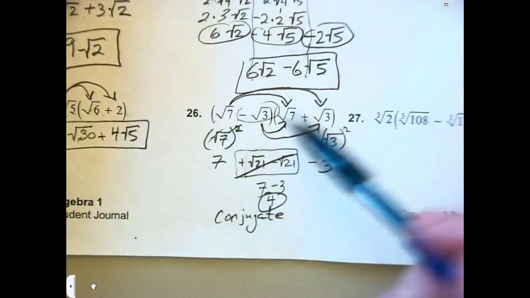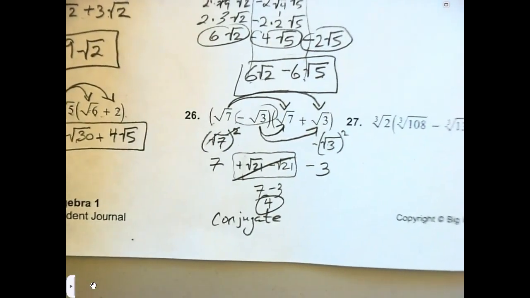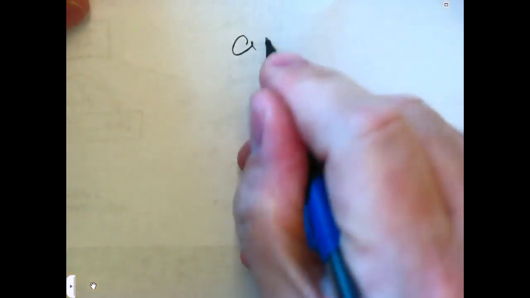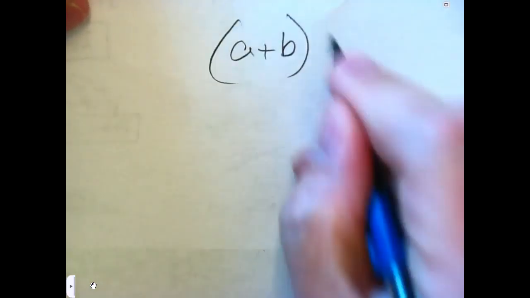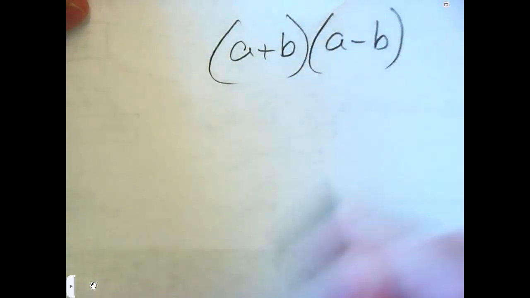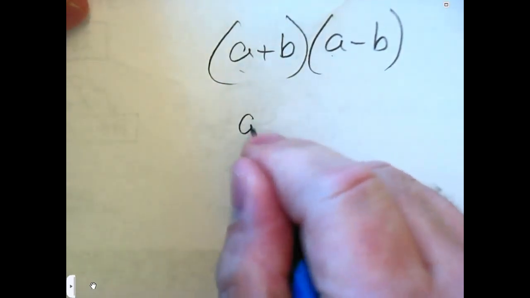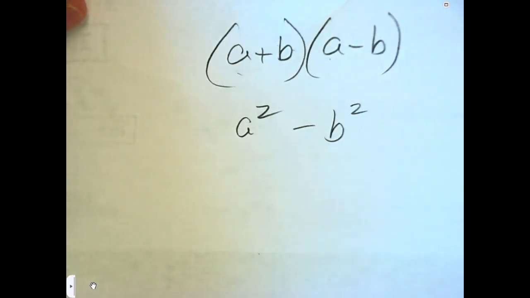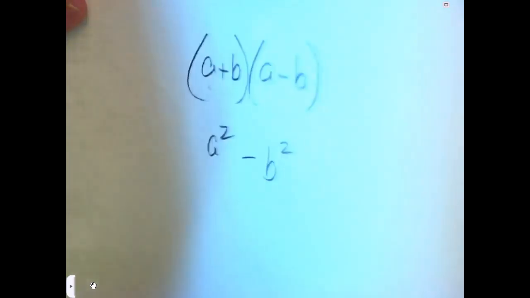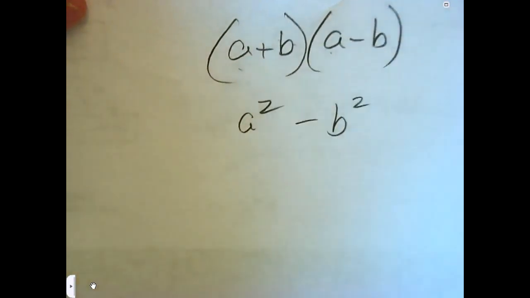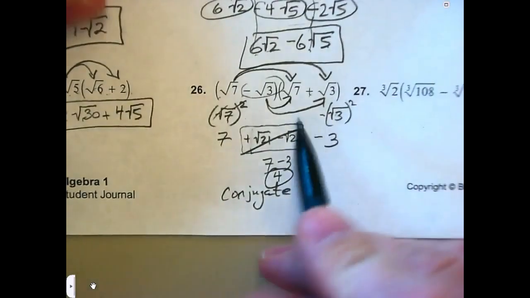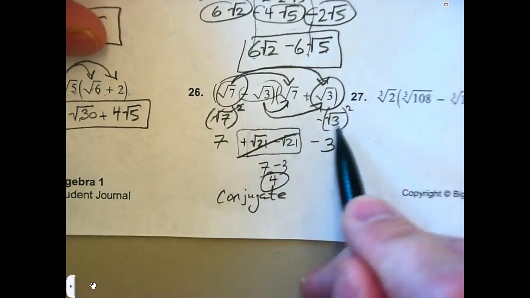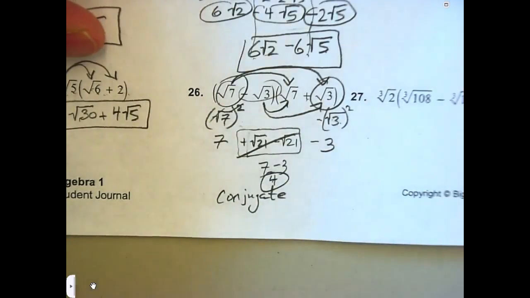Now the quick way to do that, that's the difference of two perfect squares. How many remember that pattern earlier in the year? When you had a plus b times a minus b, you just squared this and squared that, and you put a subtraction in between. We did factoring. You can still use this method, but remember, all you're doing is squaring that and squaring that and then putting a subtraction in between.